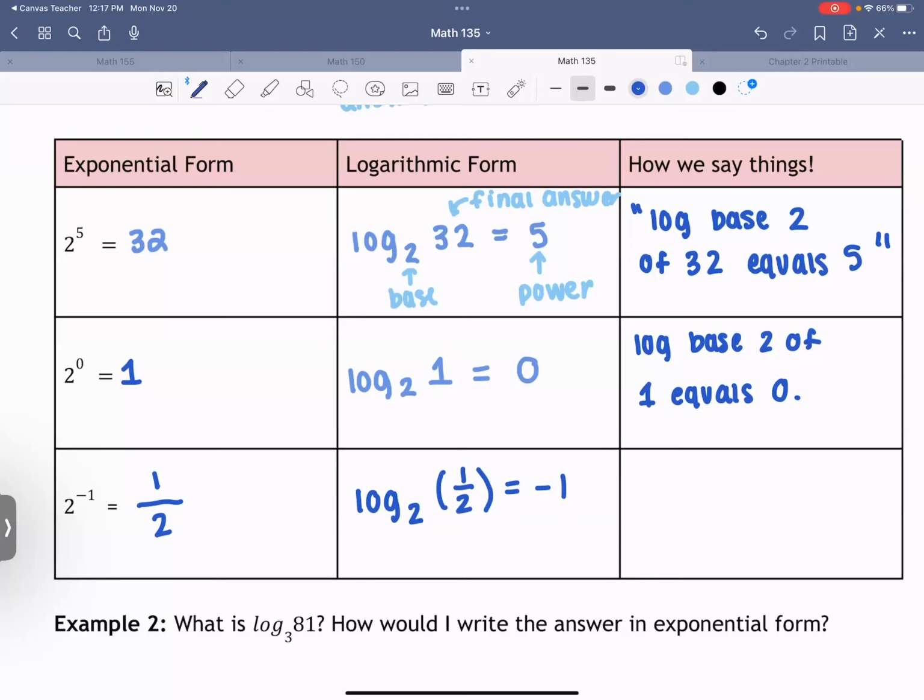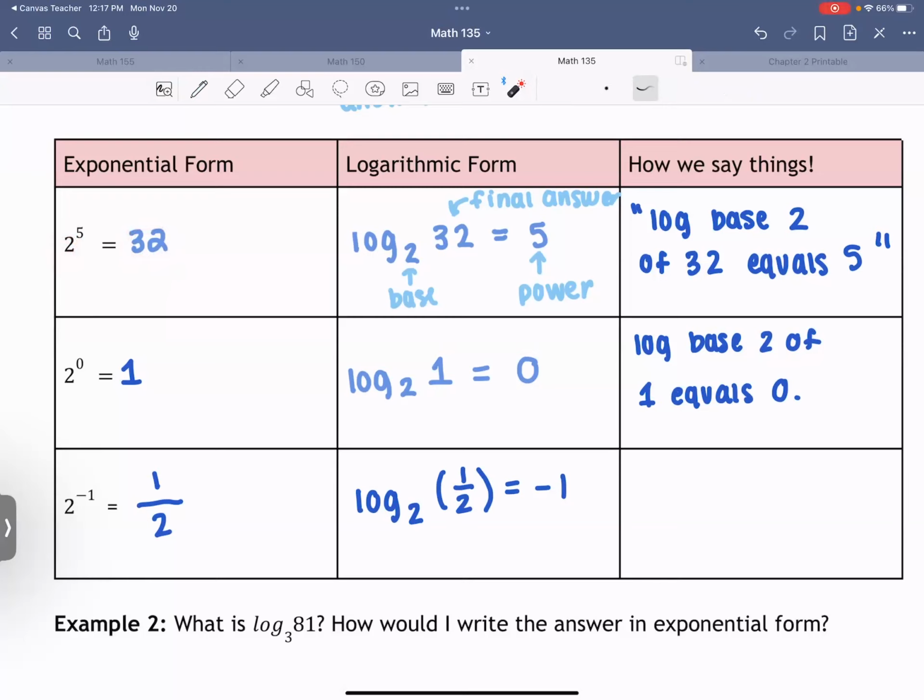Because sometimes when we're trying to figure out what 2 to the 5th is, we get 32, and that's something that we do a lot. But sometimes we're not interested in what 2 to the 5th is. Sometimes I know that the base is 2, I know the final answer is 32, I just don't know what the power is. And we need notation to talk about that.